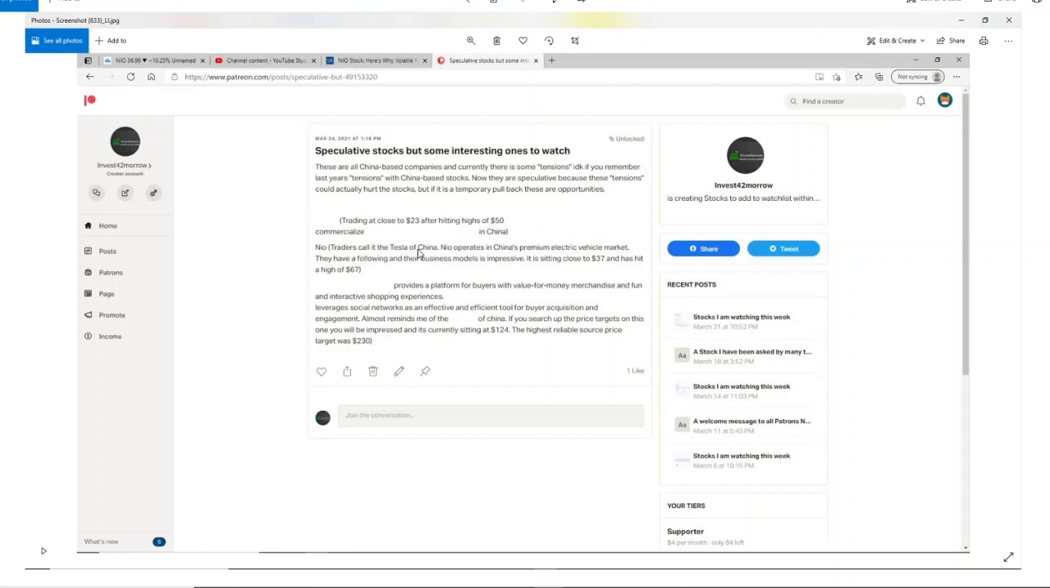NIO is called the Tesla of China, and NIO operates in China's premium electric vehicle market. Like, this is the top of the line when it comes to EVs in China. They have a following, which their business model is impressive.